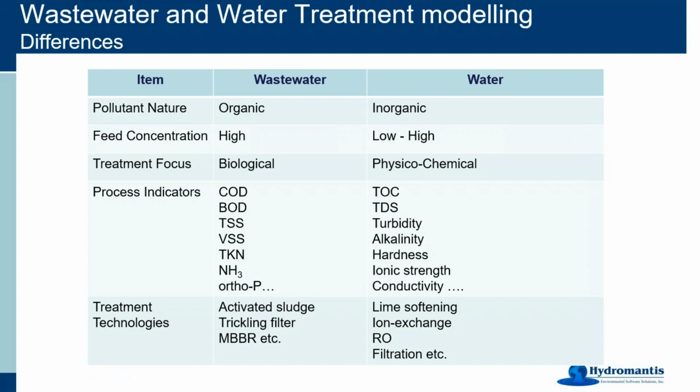But when we look at the water side, there is of course some organic pollution in the water sources, but we are mainly dealing with inorganic contaminants most of the time, and their concentrations can change from low to high depending on the source. For example, if you have river water, the inorganic contaminants are much lower in concentration than if you use seawater for your water supplies, in which case we talk about very high total dissolved solid concentrations. The typical focus relates to physicochemical treatment.